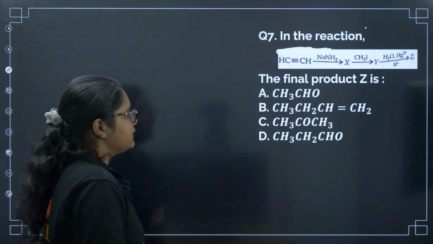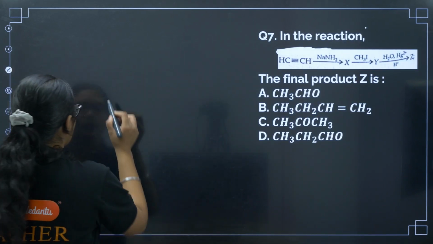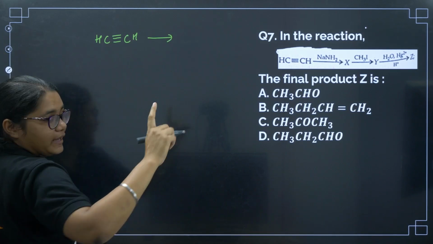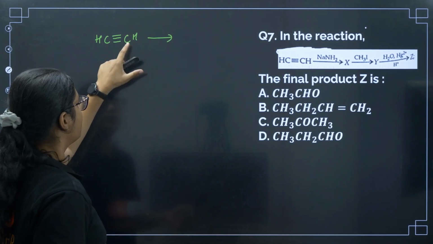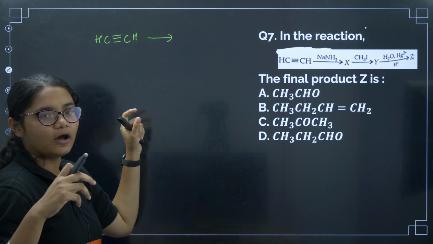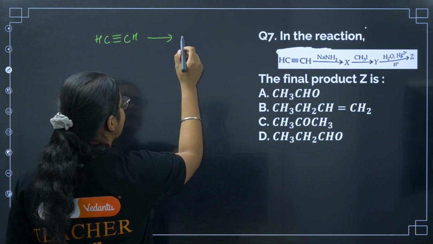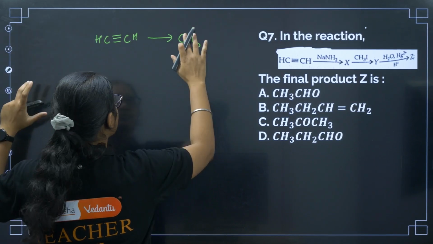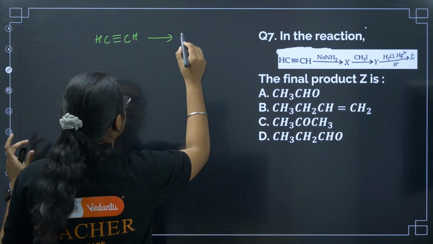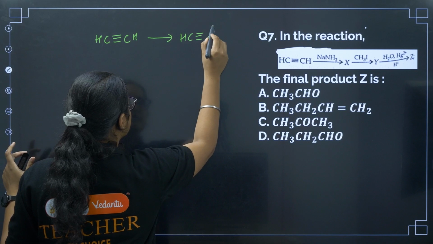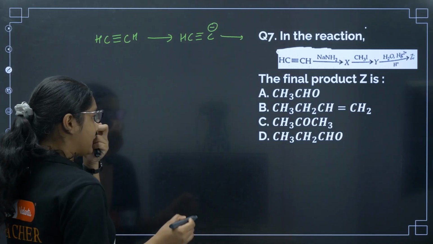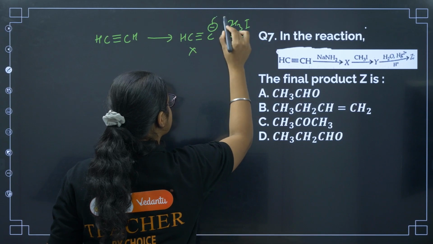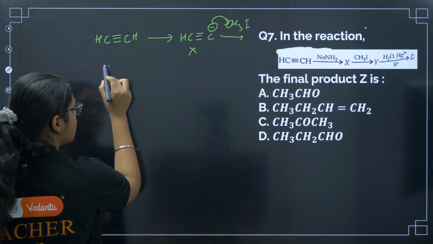Next, in the reaction you have to find, we have a terminal alkyne. When you take NaNH2, the terminal H will be removed, and we will get a nucleophile like this, CH, sorry, not CH3, CH. So it will behave as a nucleophile now, C minus is there. Now when you react it with CH3I, this one will attack on this one.